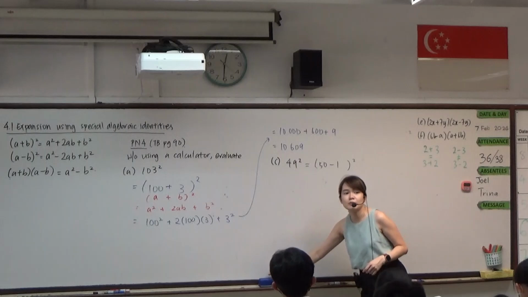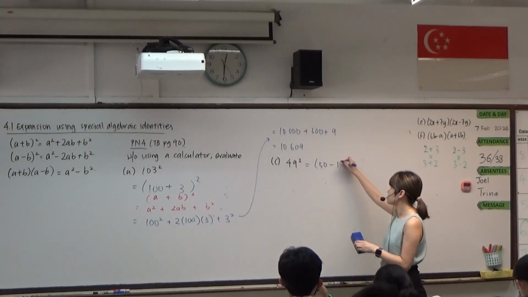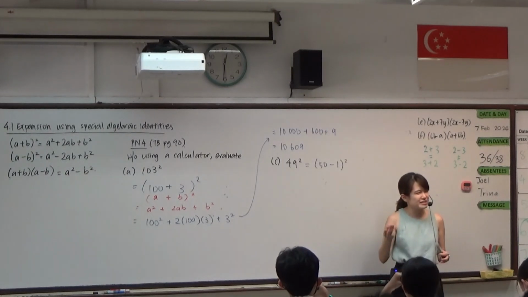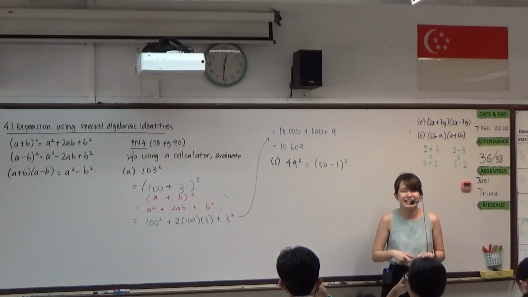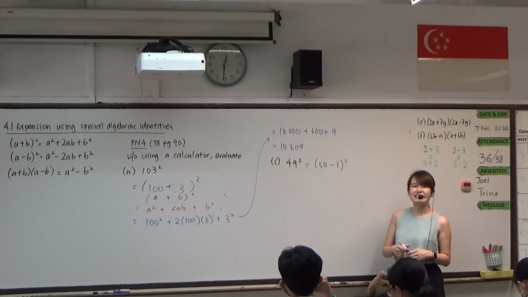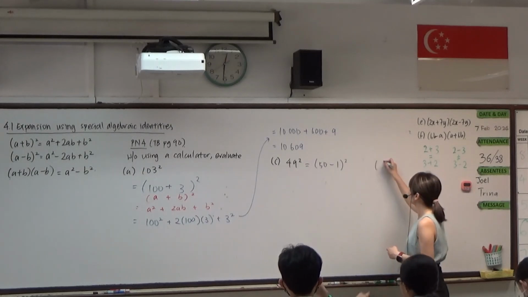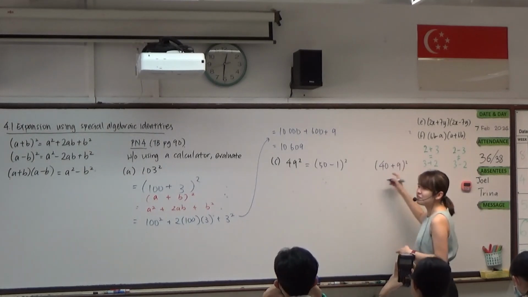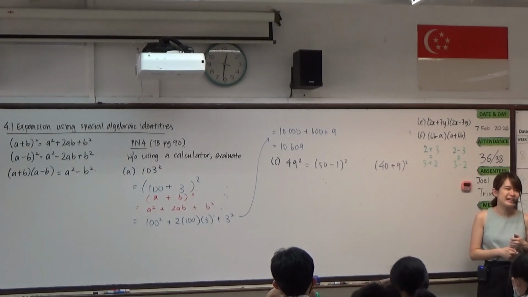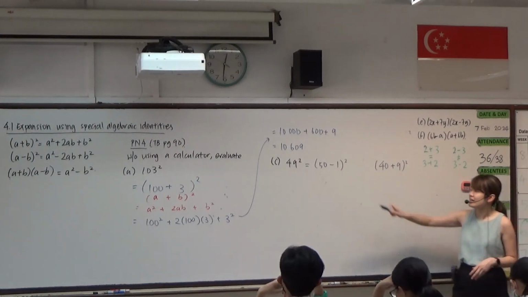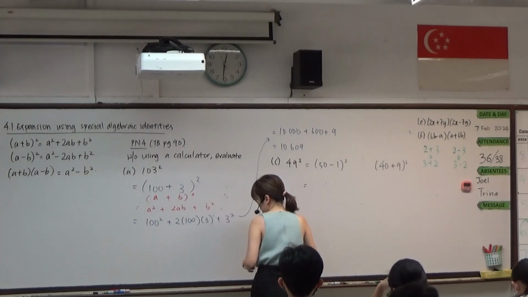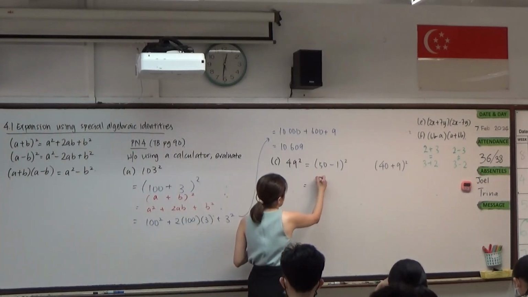Anybody else has a different option? 45 plus 4, you can do 45 square so easily. Maybe anybody can do 45 square easily, I wouldn't. Or 40 and 9? 40 square is 1600. Possible, nothing wrong with this. Okay, let's do this one first: 50 minus 1 square. We will apply our A square minus 2AB plus B square.